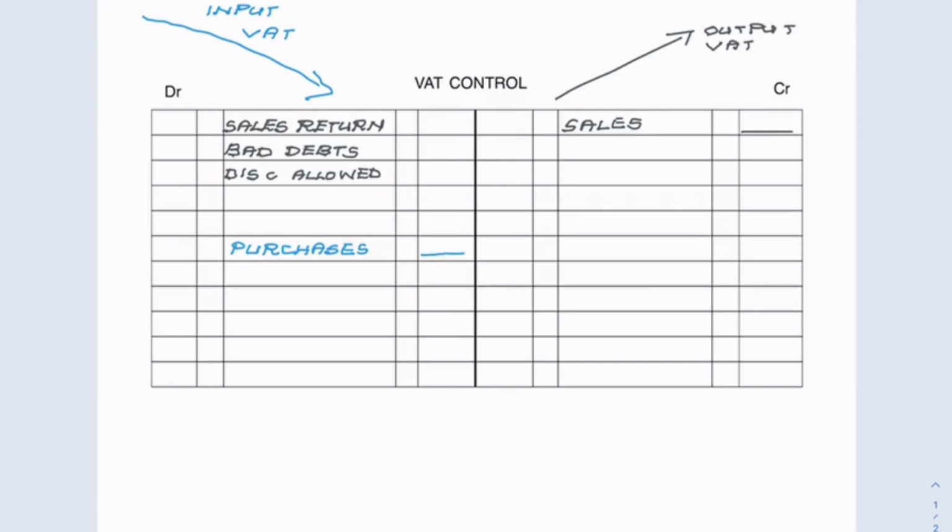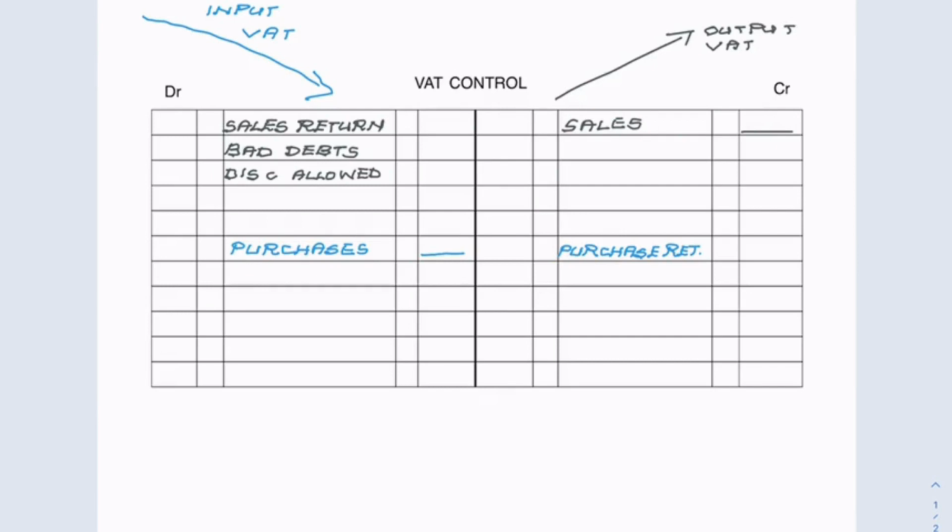If we return some of our purchases, that means we are not going to be paying that full amount to our creditor. So therefore, we've got to make an adjustment to the VAT control account. And on the credit side, we're going to put in purchases returns.